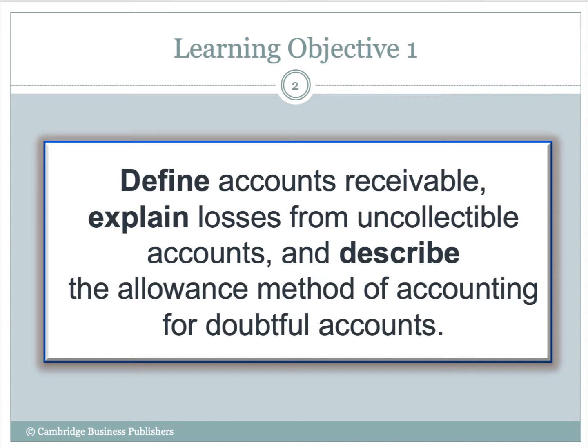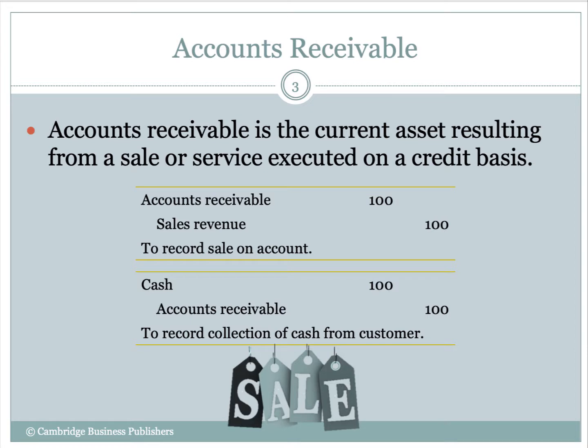Now, before we start this video, you should already know what these definitions are because they were part of the study guide. So let's dive right in and look at accounts receivable. Accounts receivable, again, is a current asset, right? What does it result from? Well, it results from either us providing a service or selling merchandise on account, on a credit basis.